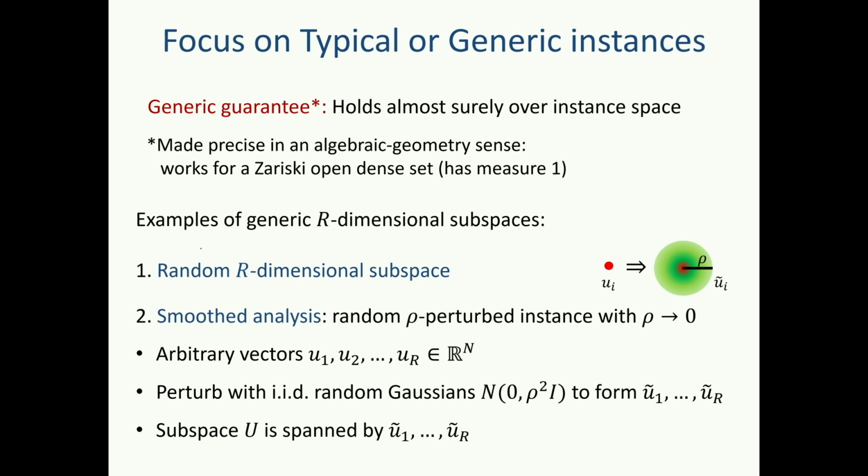So, you think of an arbitrary subspace, so think of a basis for an arbitrary r-dimensional subspace, and then you just perturb each of these basis vectors a little bit randomly. This perturbation, you can think of a Gaussian to do this perturbation, you can think of other distributions as well, but just think of this perturbation as being really tiny, tending to 0.